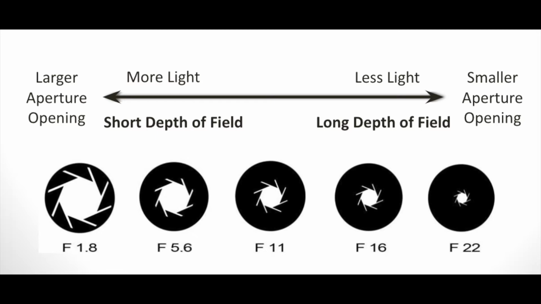So for a large aperture opening, you'll let in more light, and you'll also get a shorter depth of field. That would make things that are beyond your focusing point more blurred. If you have a small aperture opening, you're going to have less light. You're also going to create a longer depth of field in the picture, which means that more things beyond your focusing point are going to show up as in focus, a little more clear.